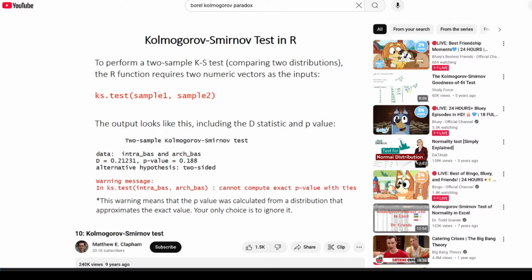The p-value will pretty much be fine, as long as you only have a few duplicate values. If you have many duplicate values, many ties in your data, you should probably be more cautious and read into this a little bit more. So when reporting the KS test results, make sure to give the name of the test that you did, the test statistic D, and the p-value.